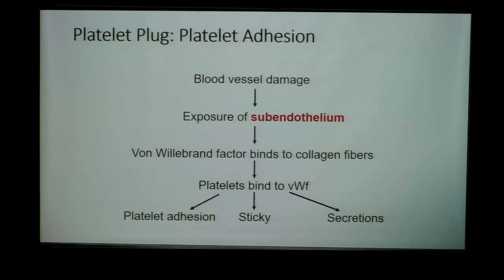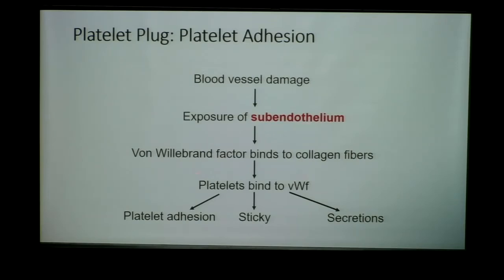And that's where this entire process begins. So von Willebrand factor binds to the collagen fibers, and then platelets, which are also always floating in our blood, bind to that von Willebrand factor, and three things come about as a result of this initial stickiness of the platelets. We have platelet adhesion, so they start sticking to that factor, which is at the site of injury.